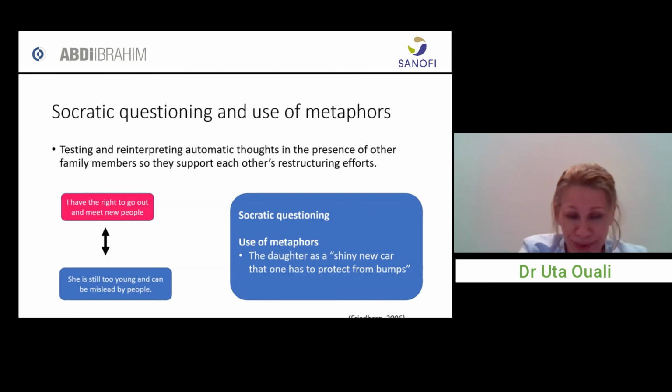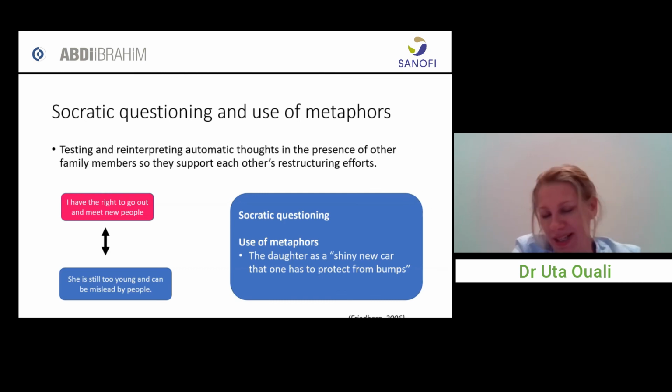In pink is the statement of the daughter, the automatic thought: I have the right to go out and meet new people, whereas the parents think she's still too young and can be misled by people. So what you see is some sort of overprotective behavior of the parents towards this adolescent who strives for independence. This could be tackled by Socratic questioning, or, what might be more interesting, the use of metaphors.